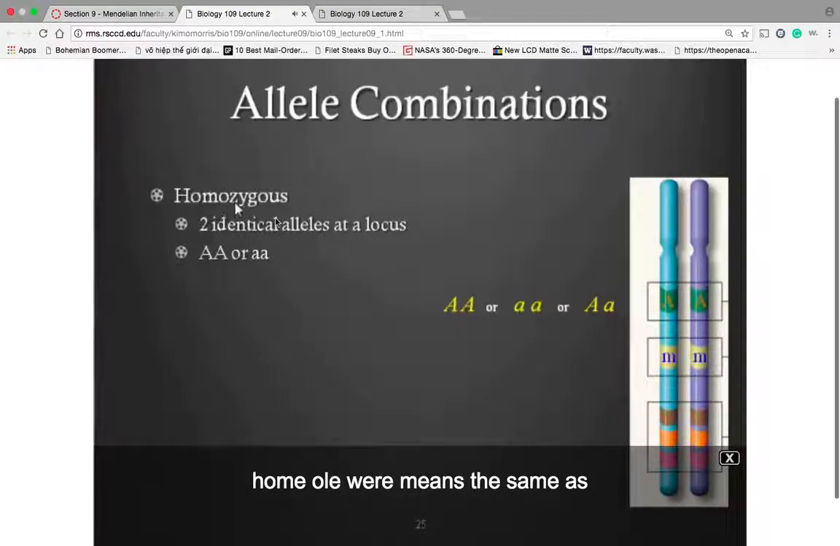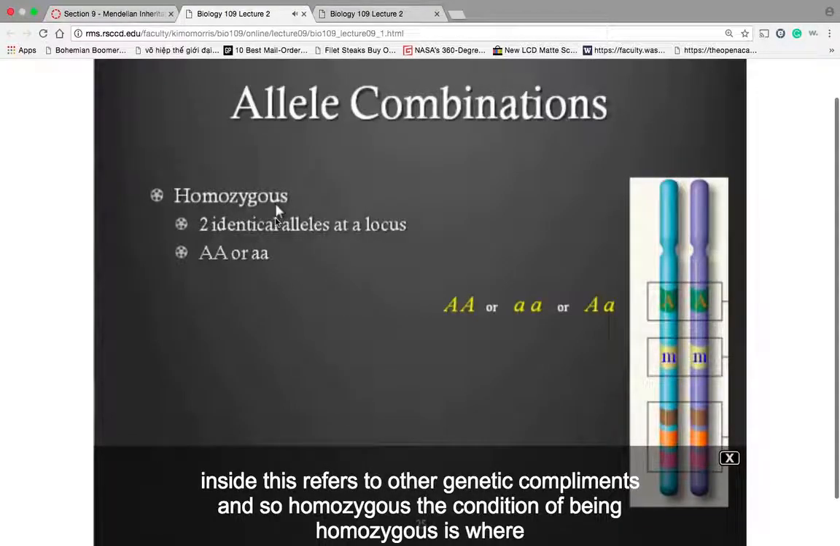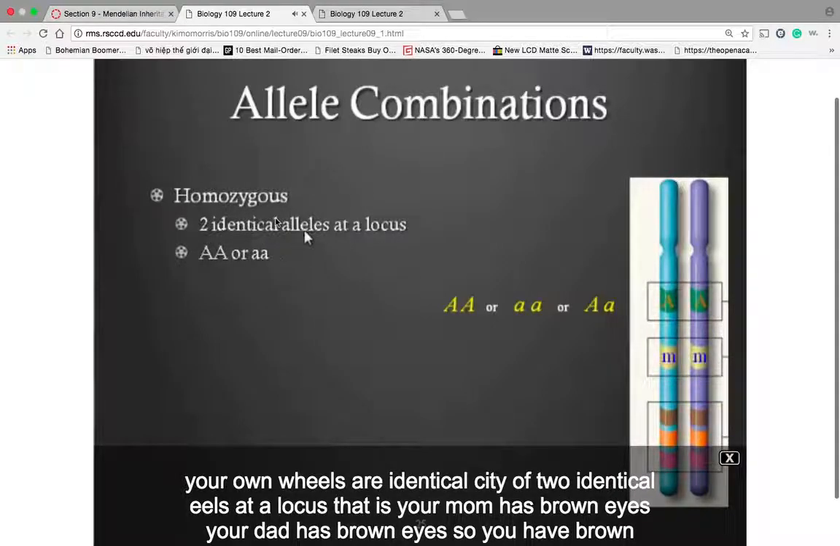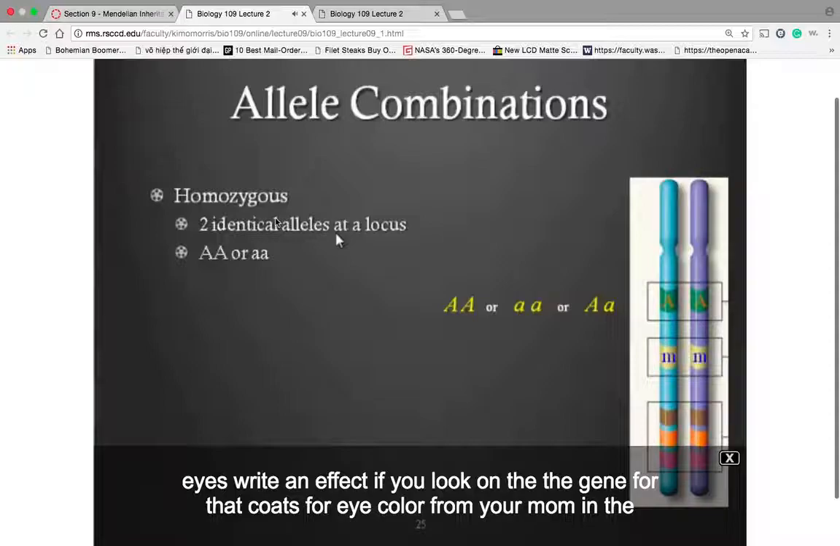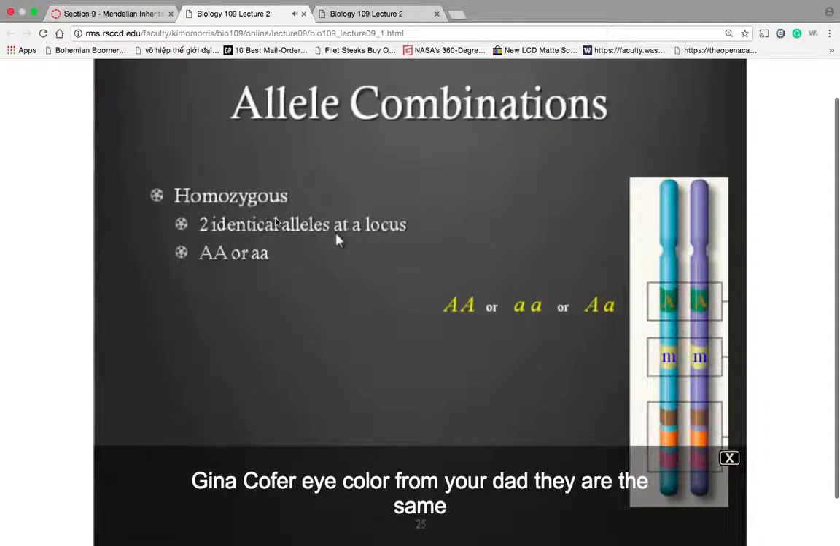...means the same as, and zygous refers to the genetic complement. So the condition of being homozygous is where your alleles are identical. You have two identical alleles at a locus. That is, your mom has brown eyes, your dad has brown eyes, so you have brown eyes, right? In fact, if you look at the gene that codes for eye color from your mom and the gene that codes for eye color from your dad, they are the same. So you would be homozygous for that trait.